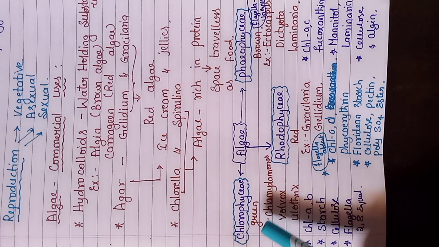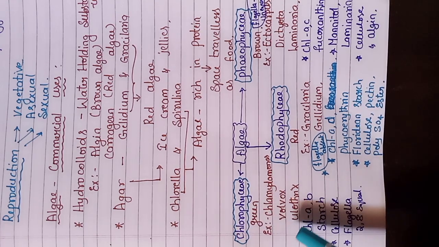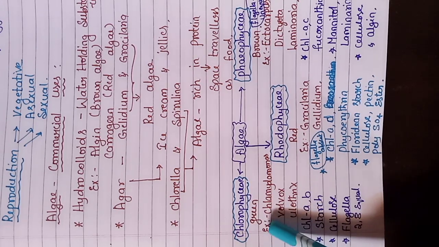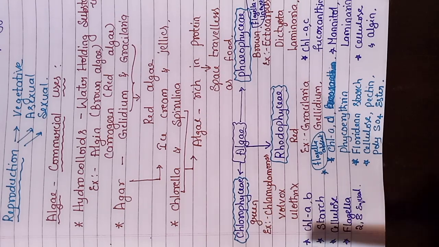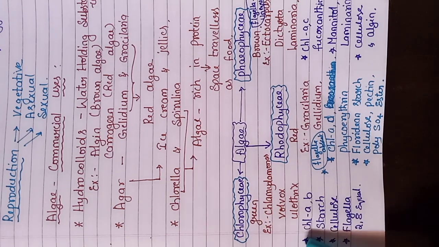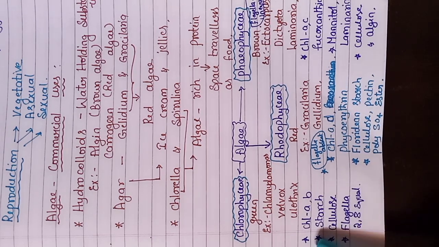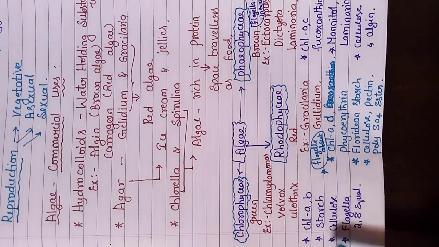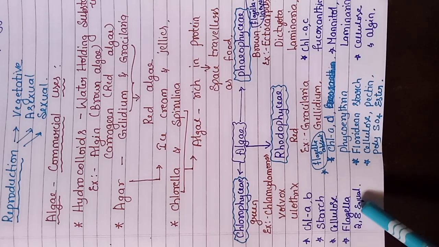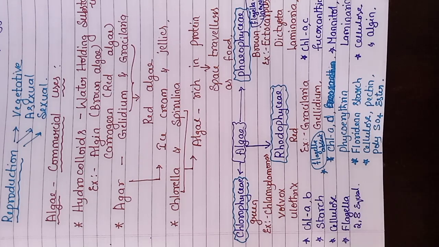Examples here again are very important. Chlorophyceae examples: Chlamydomonas, Volvox and Ulothrix. In addition to these examples, please remember in Chlorophyceae you can find pigments like chlorophyll A and B. Stored food is starch. Cell wall is made up of cellulose. And green algae have 2 to 8 flagella which are equal in size. These points are also very important.